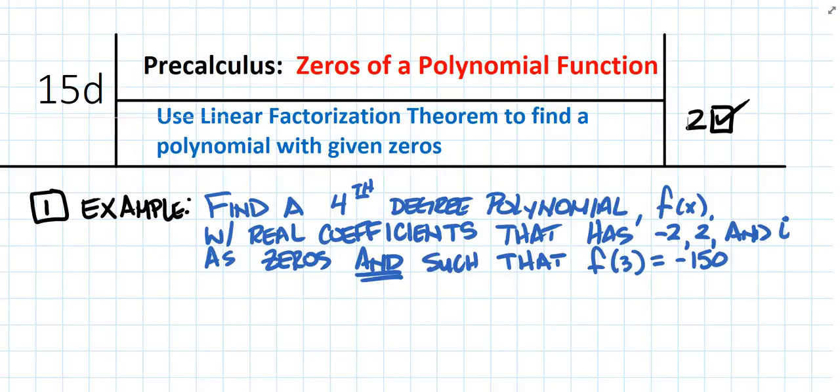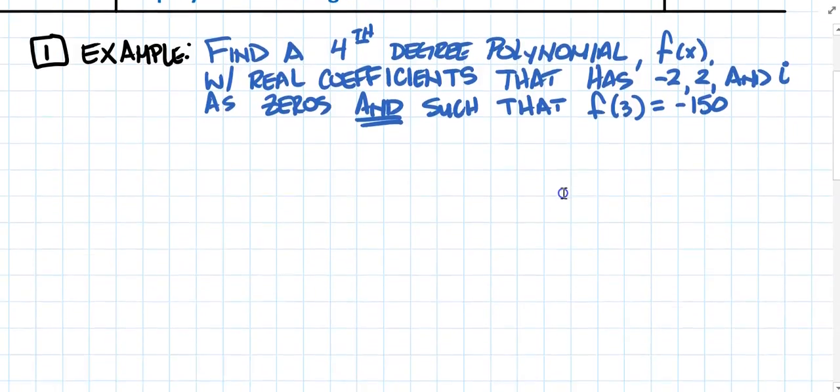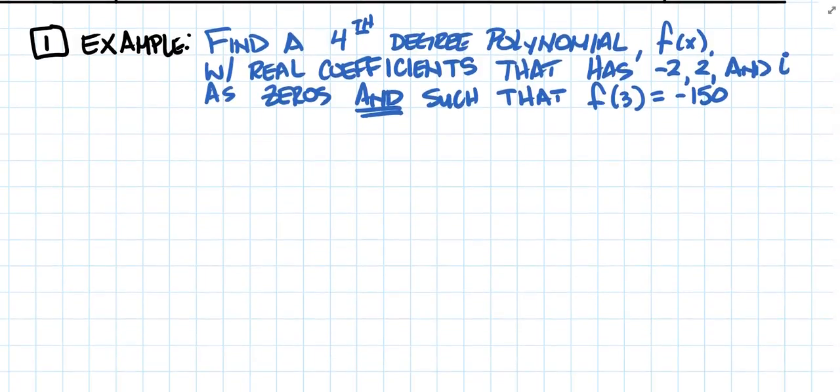Okay, here's Precalculus Concept 15D. We're going to use what's called the linear factorization theorem to find a polynomial with given zeros. The way that I'm going to demonstrate this to you is just by running you through an example. There's only two boxes here and both of them are just examples, okay? The hardest part I think about this is just understanding what the question is trying to ask of you.